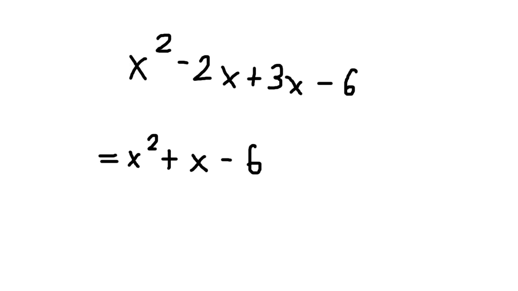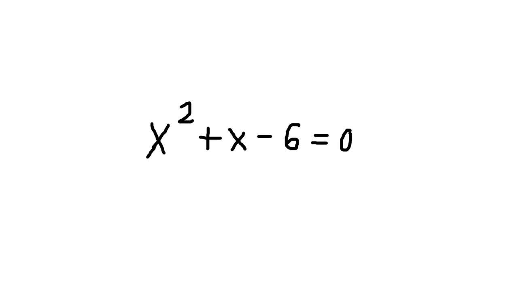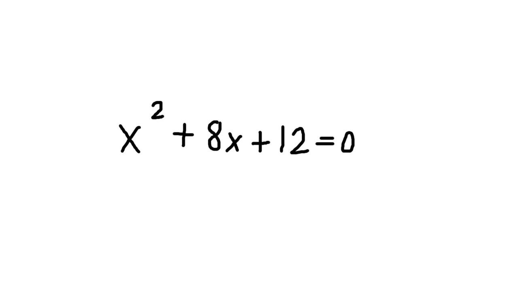That means that, in some cases, we can start with a trinomial set equal to 0 and do the inverse of foiling in order to get two binomials multiplied together equal to 0. For example, if x squared plus 8x plus 12 is equal to 0, then we can set up a puzzle to find which two binomials this is as follows.